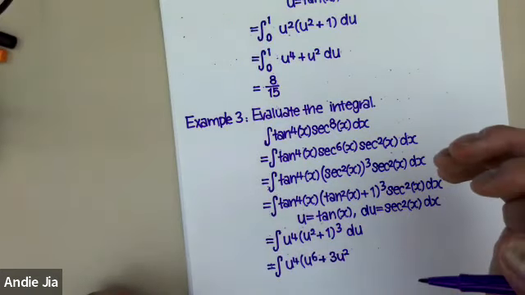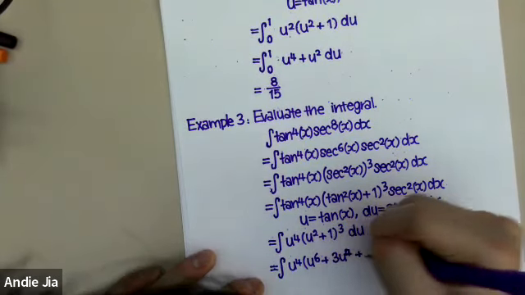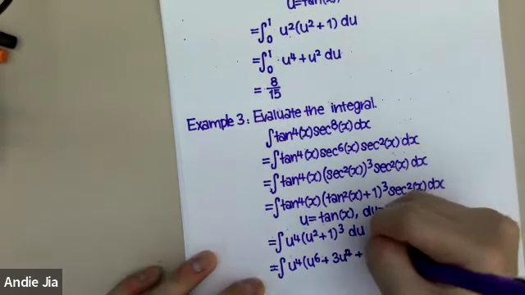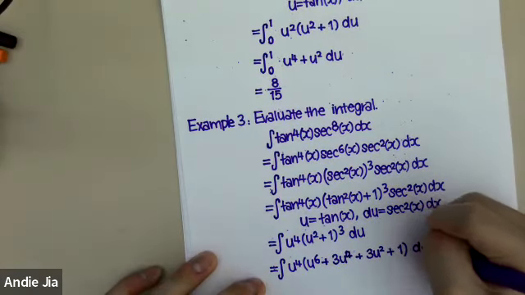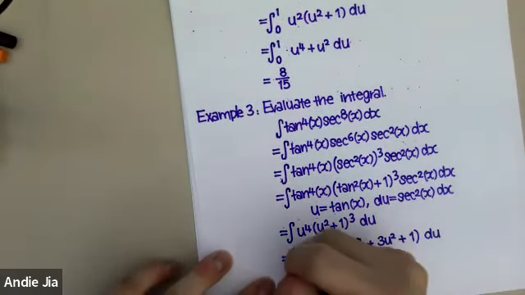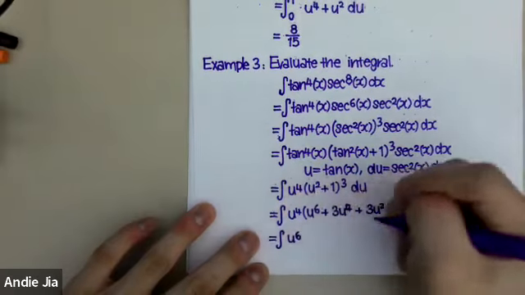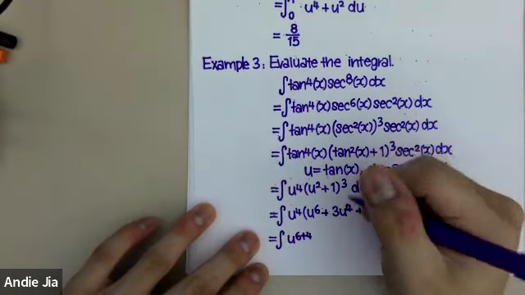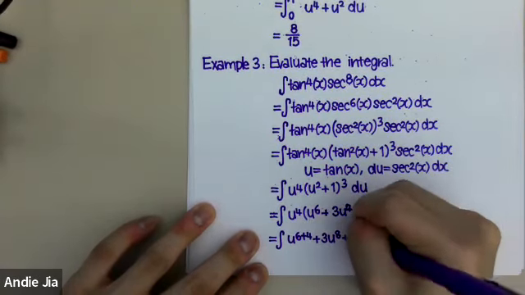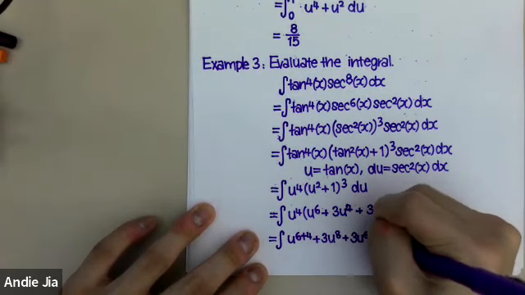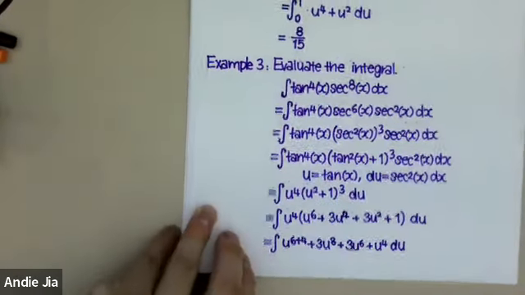Then it's gonna be 3a squared b. So it's going to be u to the 4 times (u to the 6 plus 3u to the 4 plus 3u squared plus 1) du, and this is gonna be u to the 10 plus 3u to the 8 plus 3u to the 6 plus u to the 4 du.